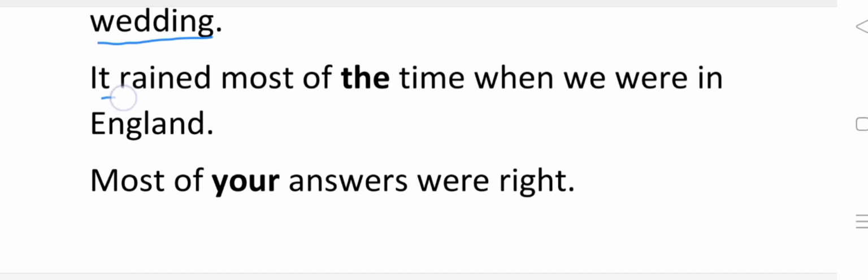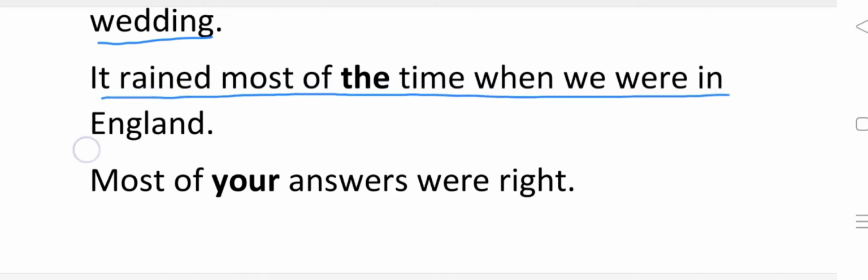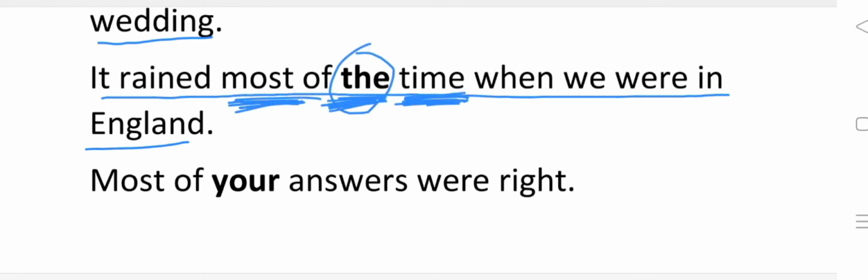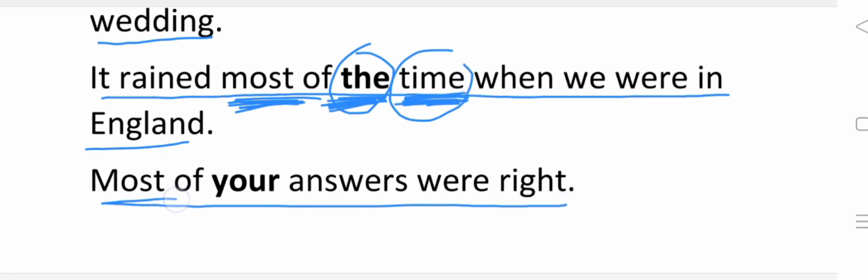Next example is it rained most of the time when we were in England. Here most of is followed by the determiner the, and it is followed by time, a non-count noun. The fourth one is most of your answers were right. Most of is followed by a pronoun, your, and answers, a plural count noun. So most of is always used with plural countable or non-countable nouns which are preceded by either determiners or pronouns in a sentence.